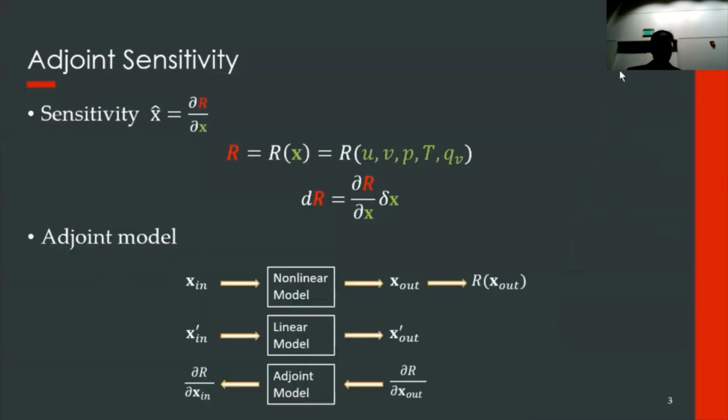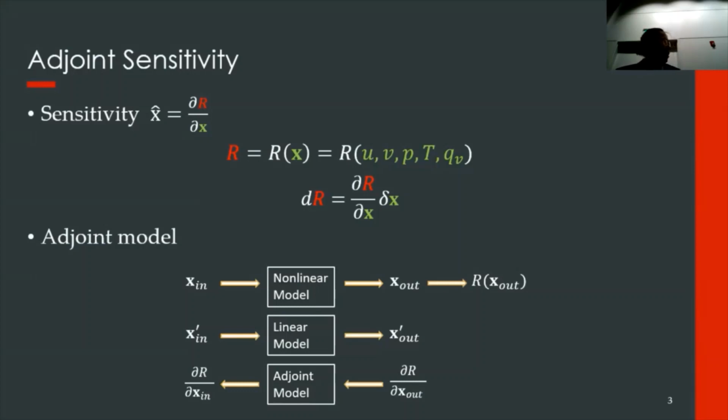Next slide. So we define the sensitivity as the derivative of the response function R with respect to the state vector X. The response function R can be any forecast aspect, like sea level pressure or the total precipitation. And the state vector X can be your model output, like winds, pressure, temperature, and water vapor. The change in response function R can be expressed as the product of sensitivity and perturbation.